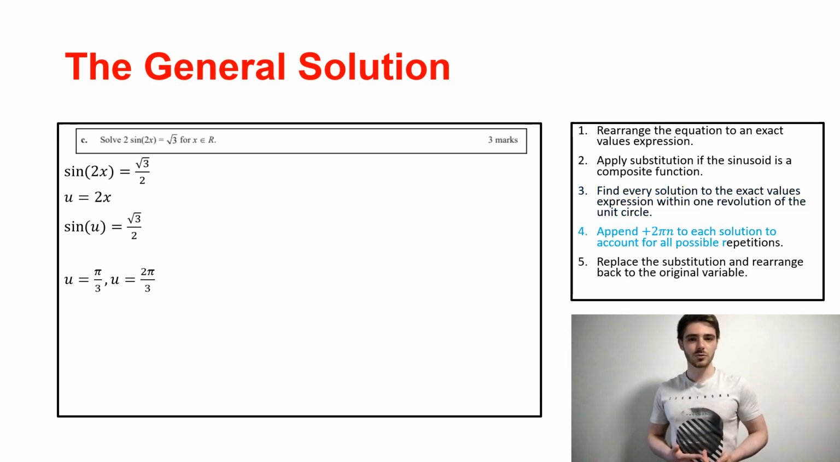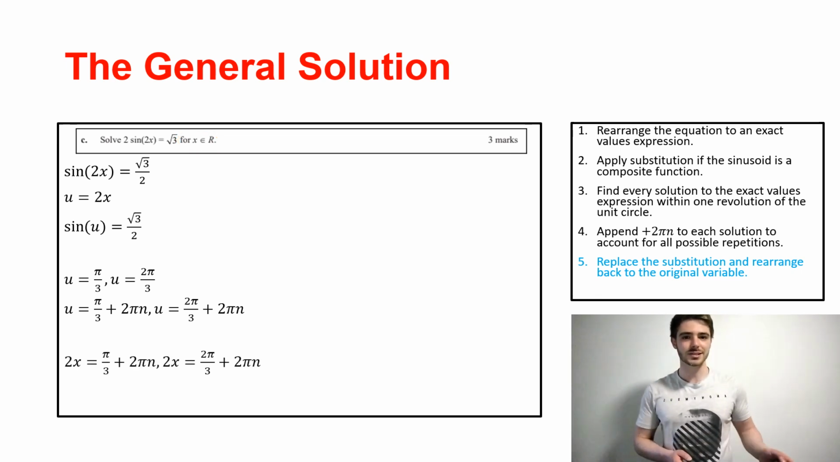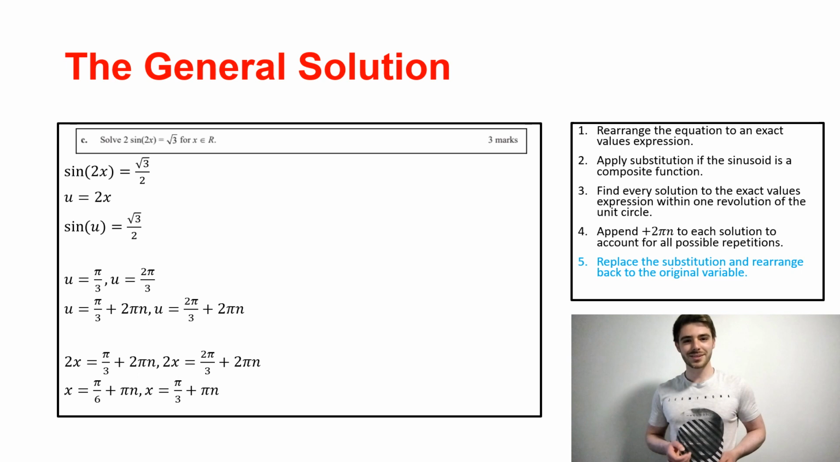Moving on to step 4, we're just going to add 2 pi n to our previous solutions. Nice and simple. Now for step 5. At the start of our question, we were told to find solutions in terms of x, not in terms of u. So what we're going to do here is replace our substitution, u equals 2x, back into our solution set. Then we're going to rearrange for x and get our final set of solutions. When you're doing this rearranging, don't forget that 2 pi n is still part of your solution set. So if you need to divide both sides of the equation, then you also need to divide 2 pi n. And that's all there is to it.